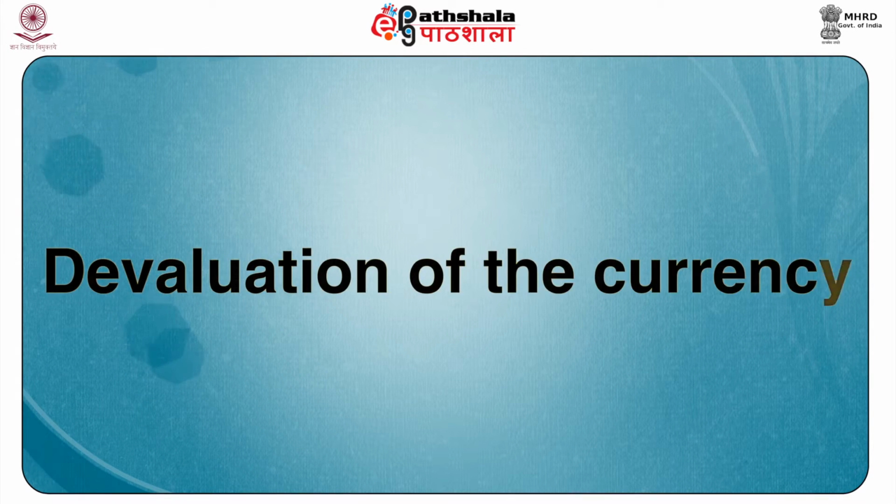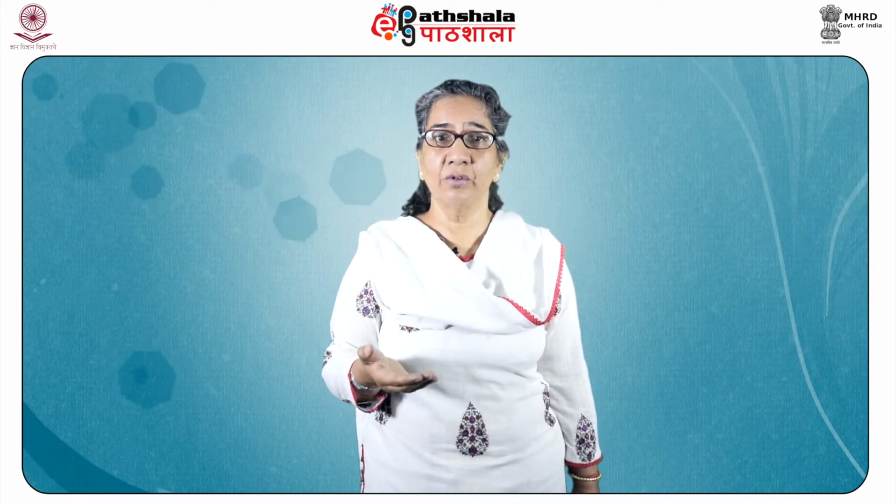Third is devaluation of a currency. If a country relatively is able to increase the prices of imported goods and reduce the price of exported goods, it can solve the problem of balance of payment deficit. So devaluation basically means reducing the foreign exchange rate for the domestic currency with respect to the foreign currency. Devaluation is done under the fixed exchange rate and is done occasionally with the permission of the IMF.